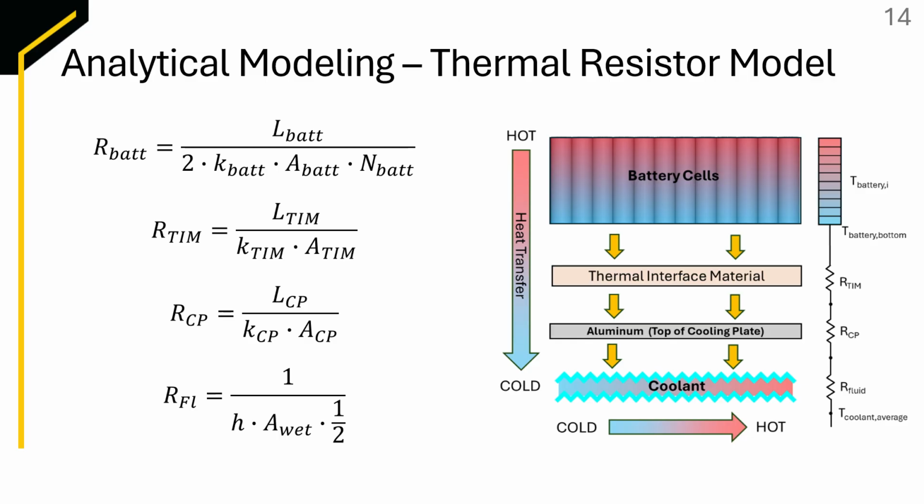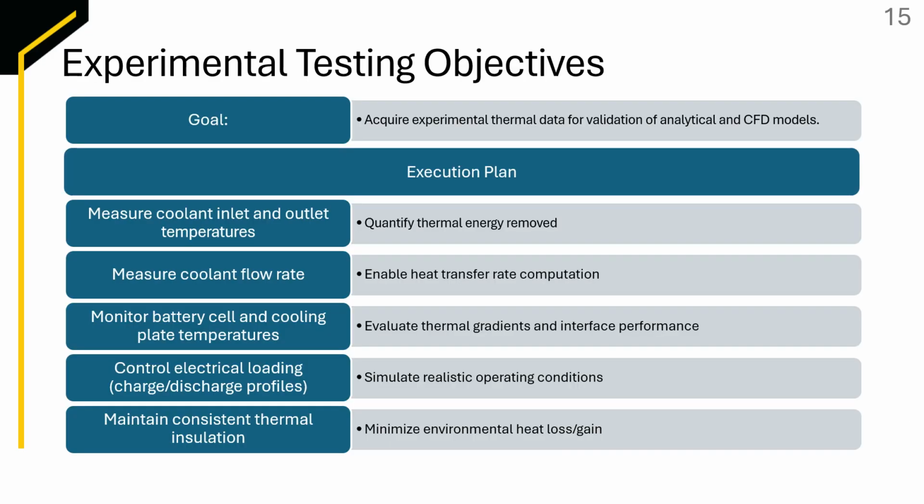Lastly, our resistance of the fluid or coolant, which is 1 over our convective heat transfer coefficient and wetted area, which is just the area that the coolant touches, multiplying it in half since only the top part of the pipe is being heated up.